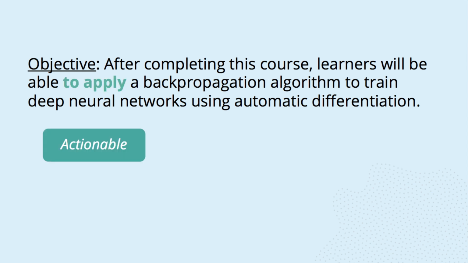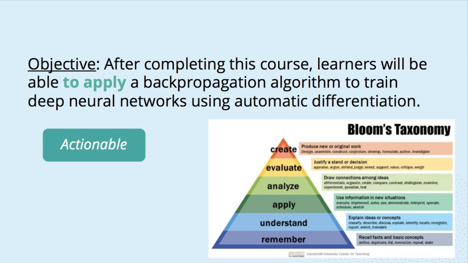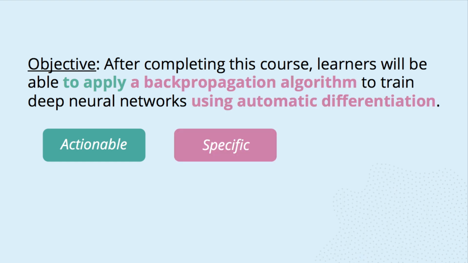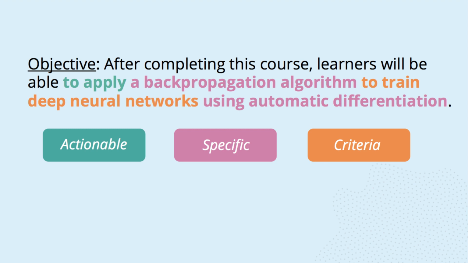This learning objective is actionable because it uses an active verb. Learners need to apply a particular algorithm. You can refer to Bloom's taxonomy to help you create actionable learning objectives according to different levels of complexity or specificity. Now let's take a look at why this learning objective is specific. The objective explains exactly what type of algorithm learners need to apply, a backpropagation that uses automatic differentiation. The criteria for success is that learners need to train a deep neural network.